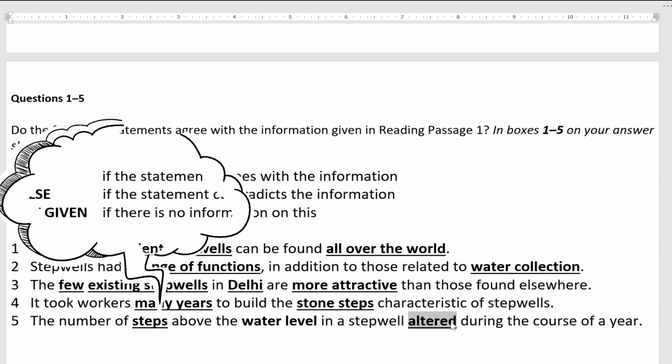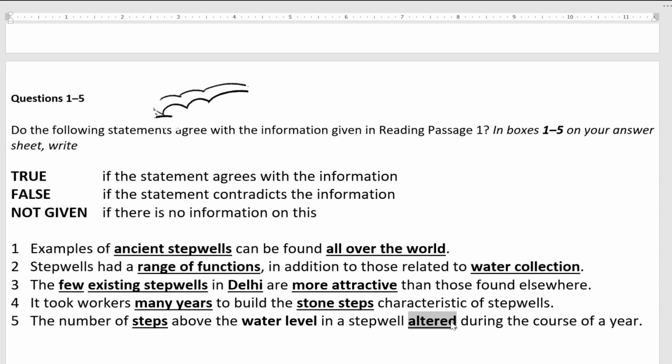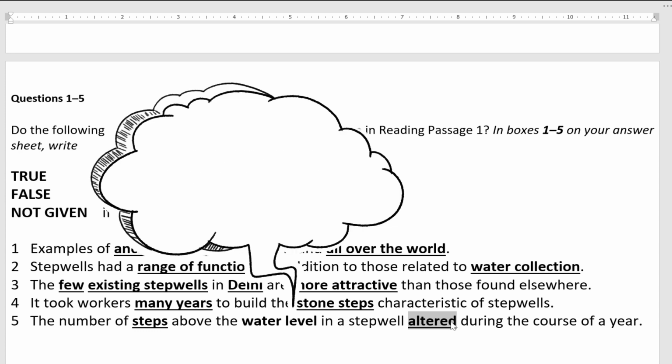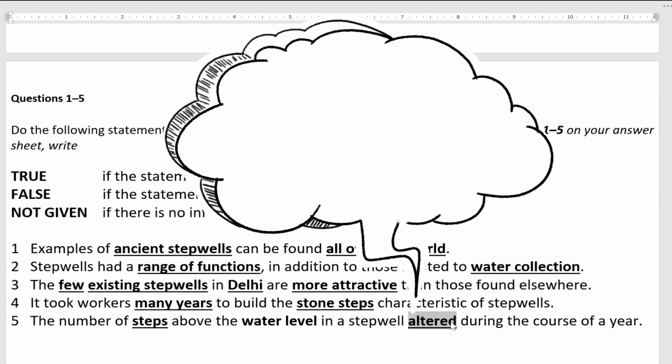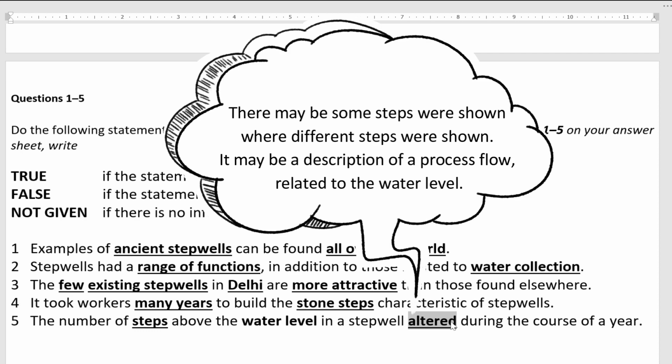There may be something said about steps for the water level in the passage. Water level means there is something said about the water level in the passage. There may be some steps shown, where different steps were shown. It may be a description of a process flow related to the water level.